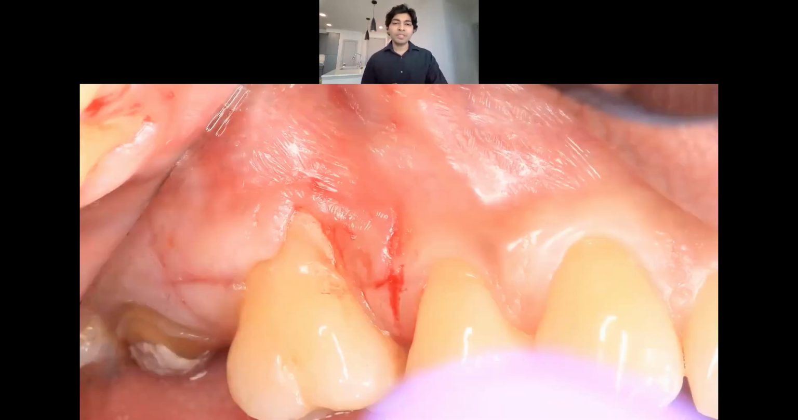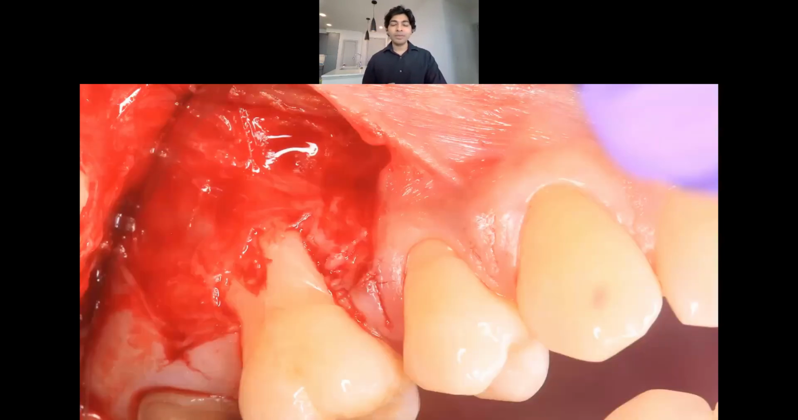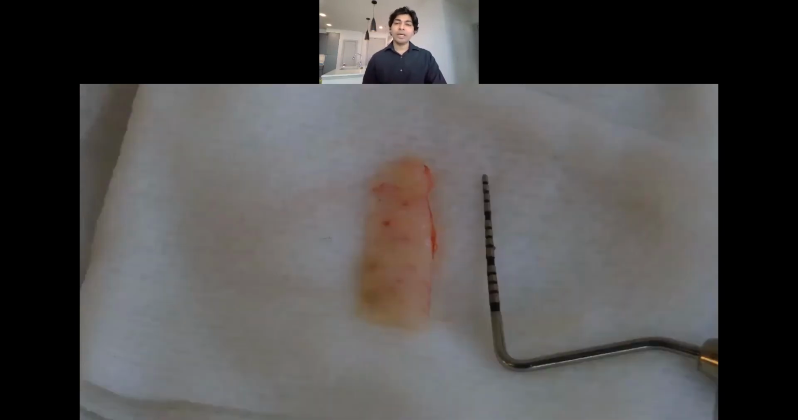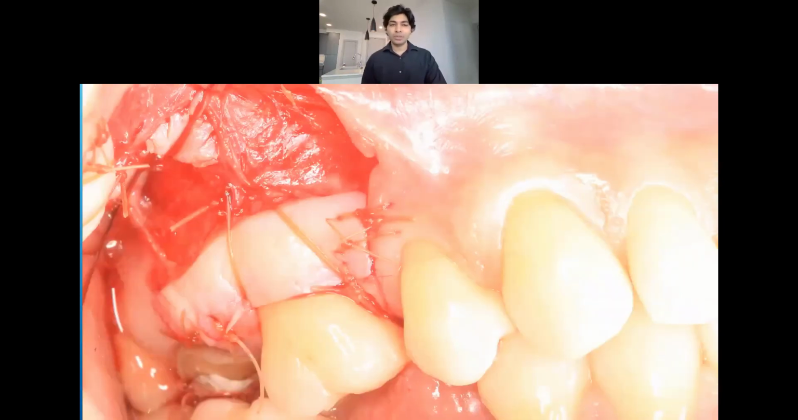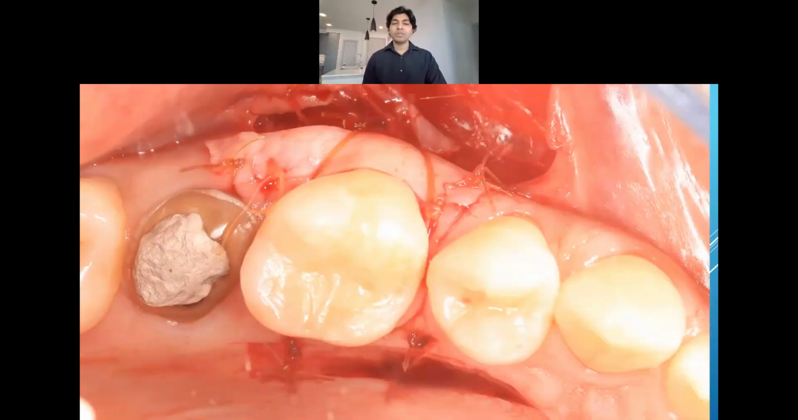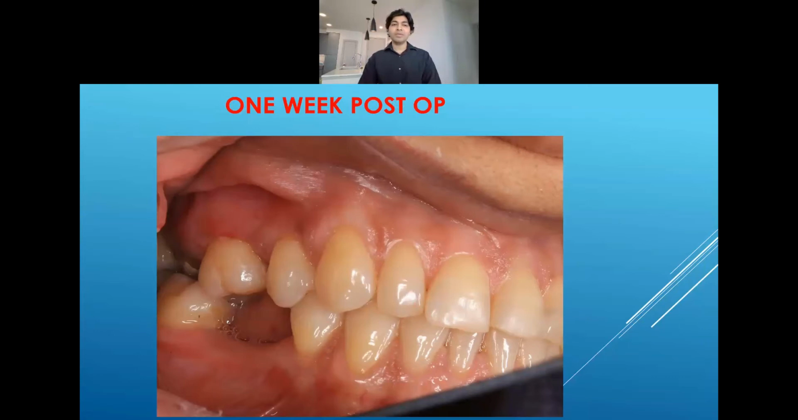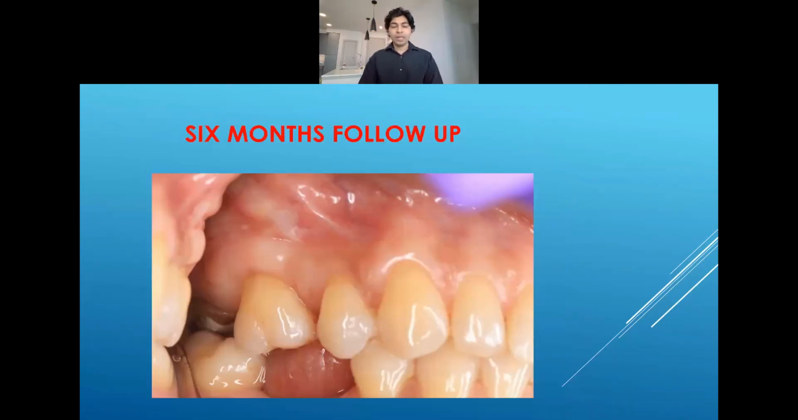So I planned for a free gingival graft and designed the flap. Opened up the flap, curetted the roots, and harvested the graft from the palate. Secured the graft around the site with the help of vicryl suture, added a couple of extra sutures for a snug fit of the graft. This is the result after 1 week of healing.